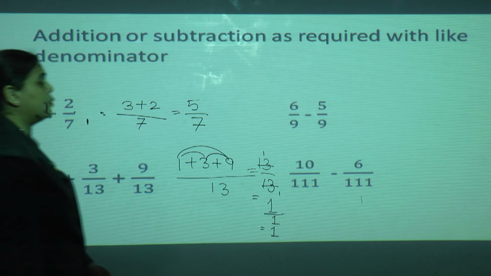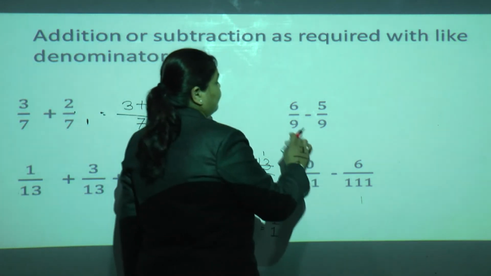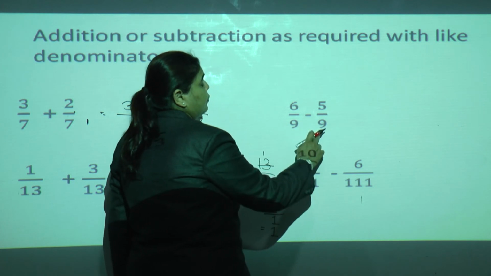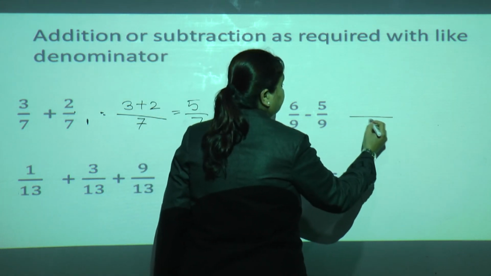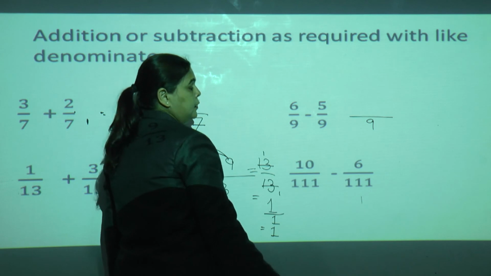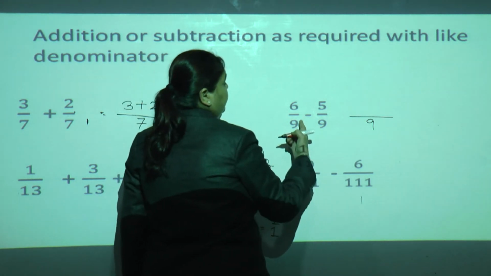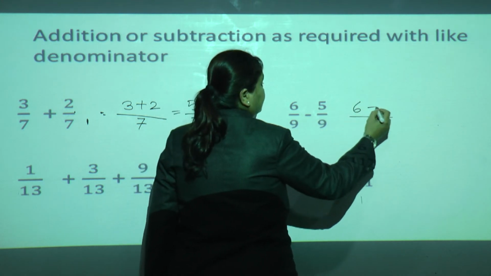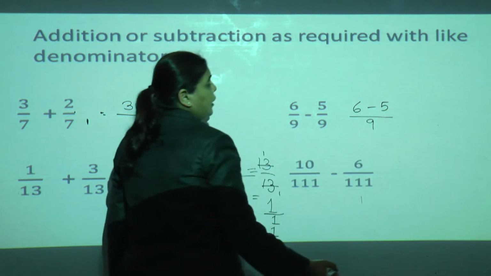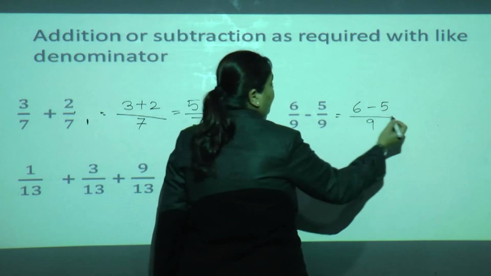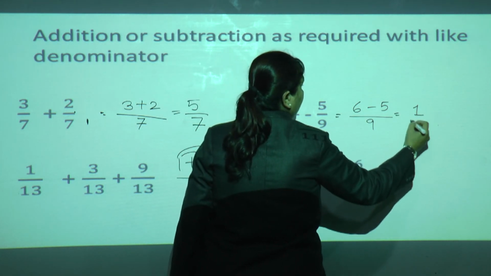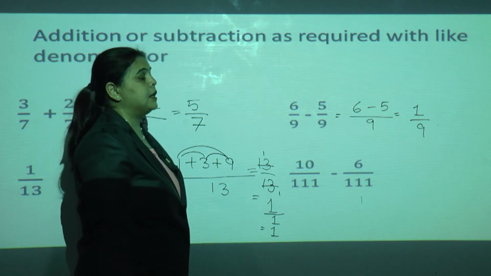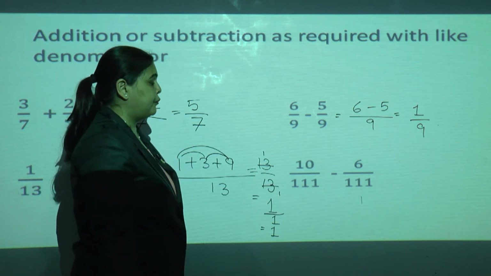Now we will see subtractions. The fractions given are 6 upon 9 minus 5 upon 9. Here both the denominators are the same, so we write the common denominator, that is 9. Since the denominators are the same, we can directly go for the operation, that is 6 minus 5. 6 minus 5 is 1, so 1 upon 9. This is the answer we get after subtracting the fractions.